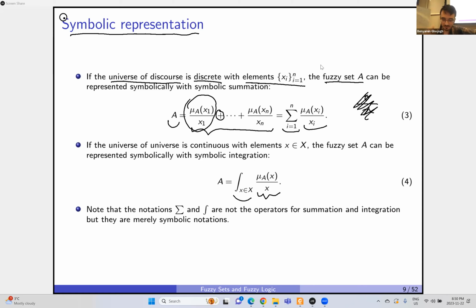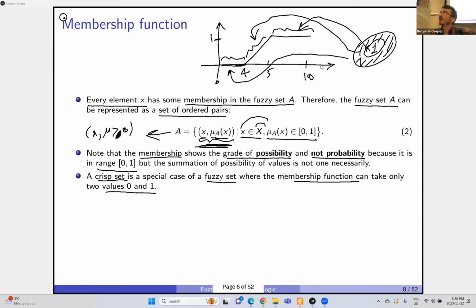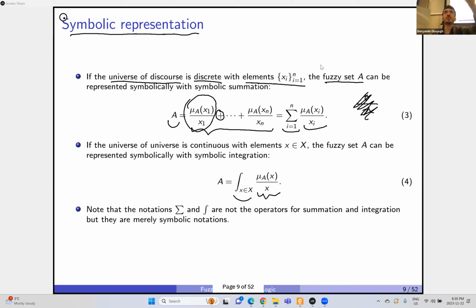Mu is the membership, which can be represented by a membership function, right? So mu A of x is the value of the membership function for the input x, right? Again, I use this for x is in the universe X, right? But this doesn't mean integration. This is just notation. And I think it's obvious.